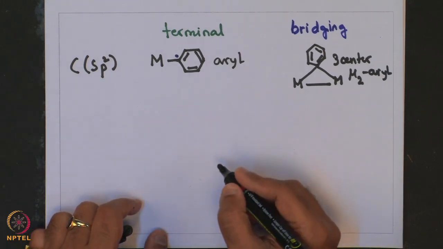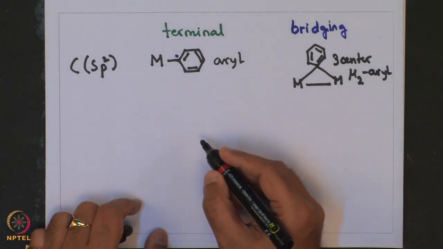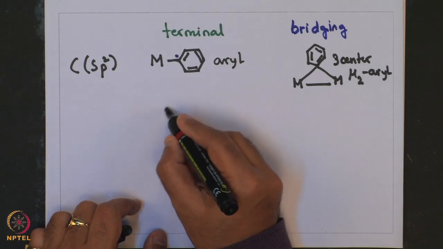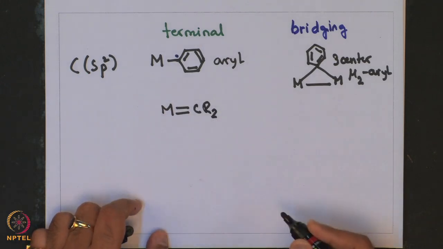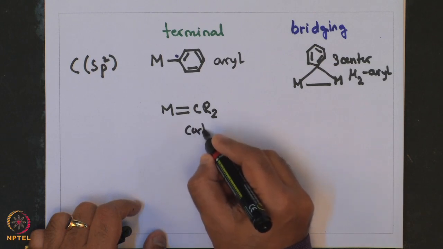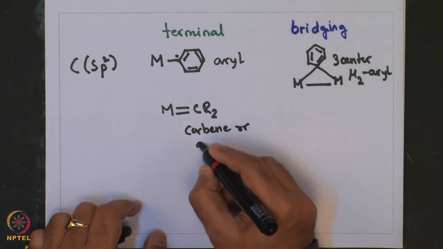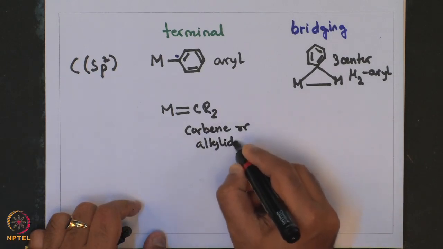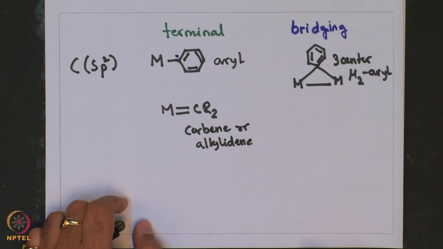There can be a direct carbene ligand having sp2 hybridization bound to the metal, and that can be designated as CR2. So, these are called carbene or alkylidene. This is a terminal carbene bound to the metal center.